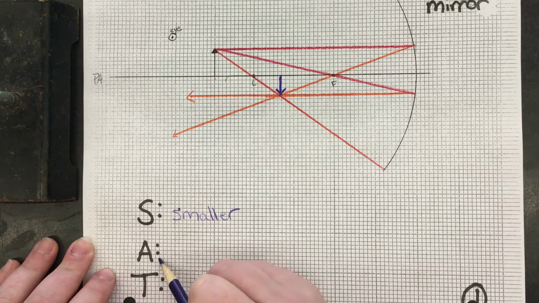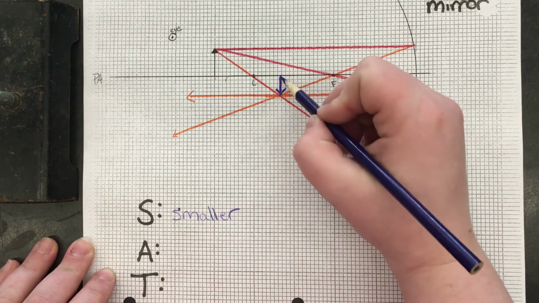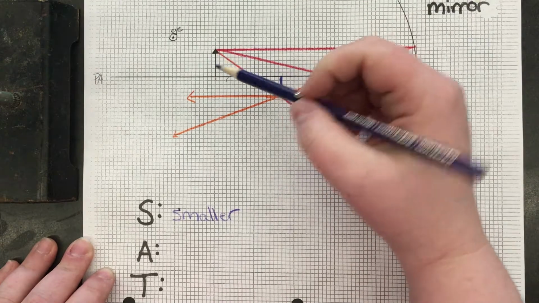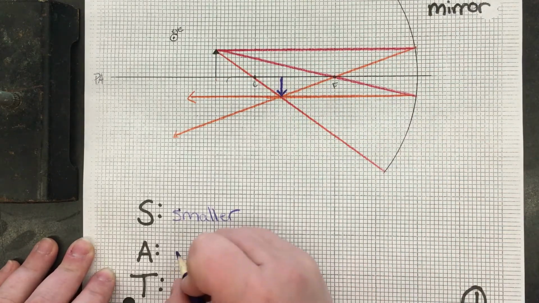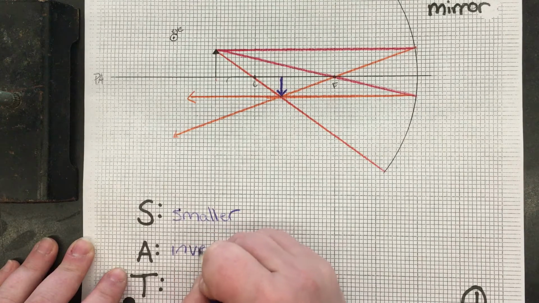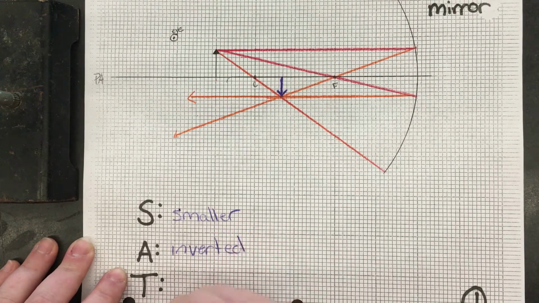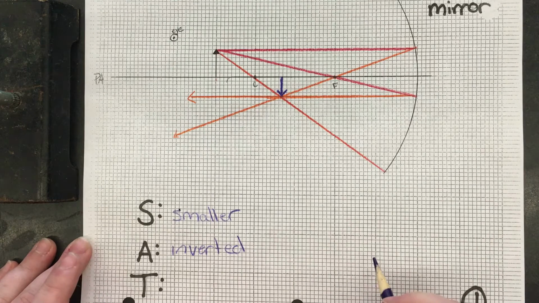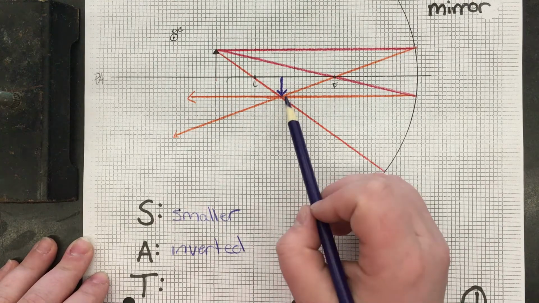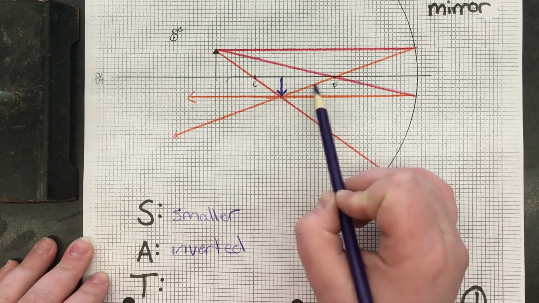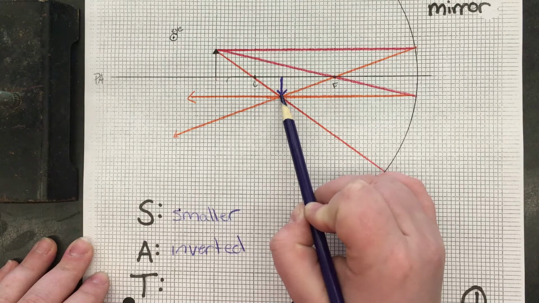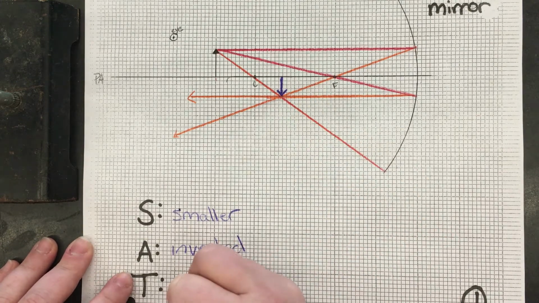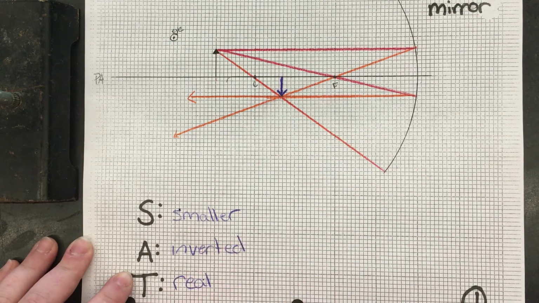The attitude would be either upright or inverted. In this case, it's opposite what the object was. This one is pointing down, so it's inverted. And type. The type means, is it real or virtual? A real image is one in which the light rays are actually passing through that area. These light rays are actually passing through that point, so the type is a real image.